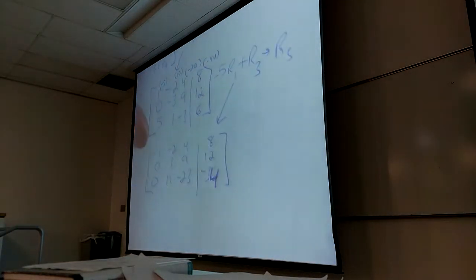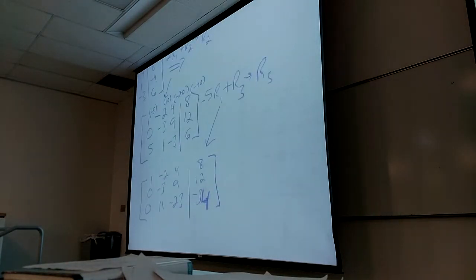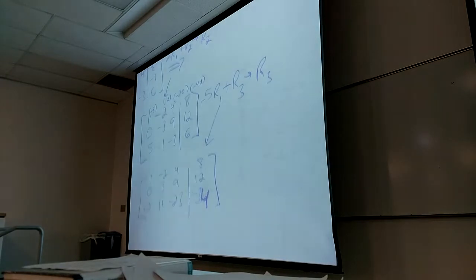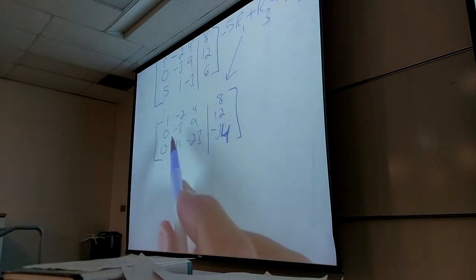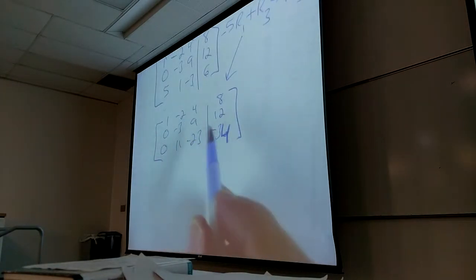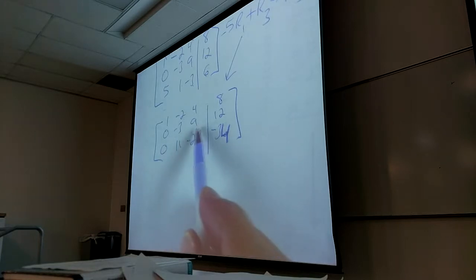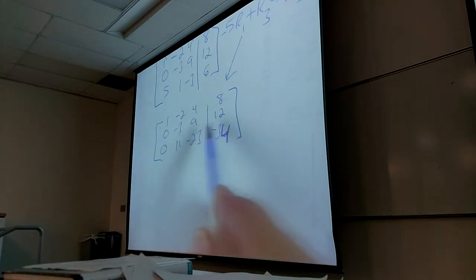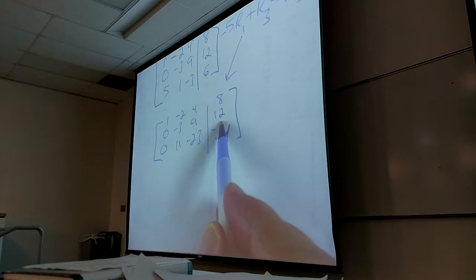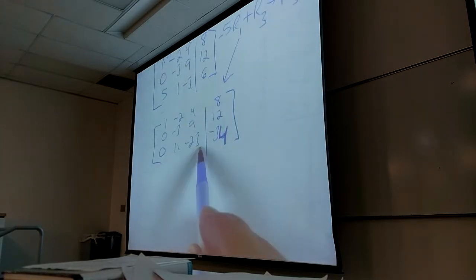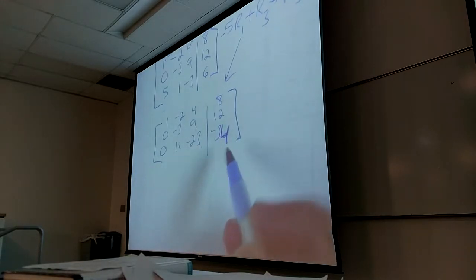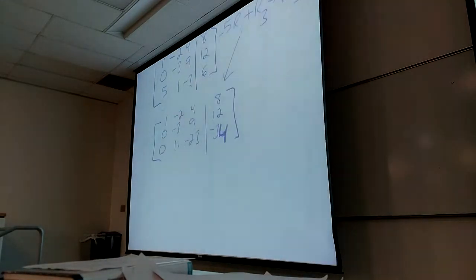Now, I really want to quickly show you something. What does that row mean? Negative 3y plus 9z equals 12. And this row, of course, is 11y minus 23z equals negative 34. Or z. Z is just funner.